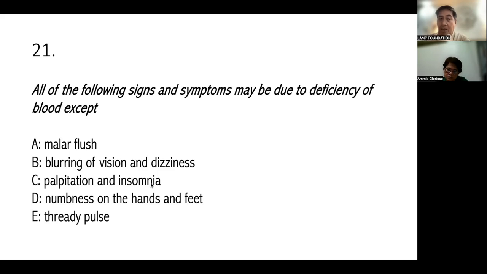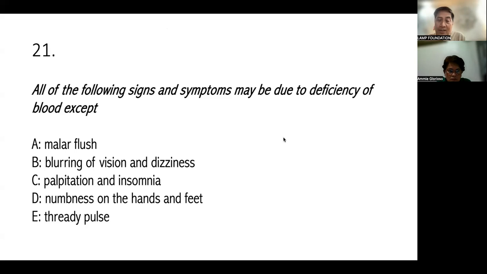Okay, bakit may numbness on the hands and feet? May numbness sa hands and feet because what? This is very important. Kasi kulang nga ng blood. Hindi umabot sa dulo, sa hands and feet. So may mga numbness dyan. It could be liver blood deficiency.